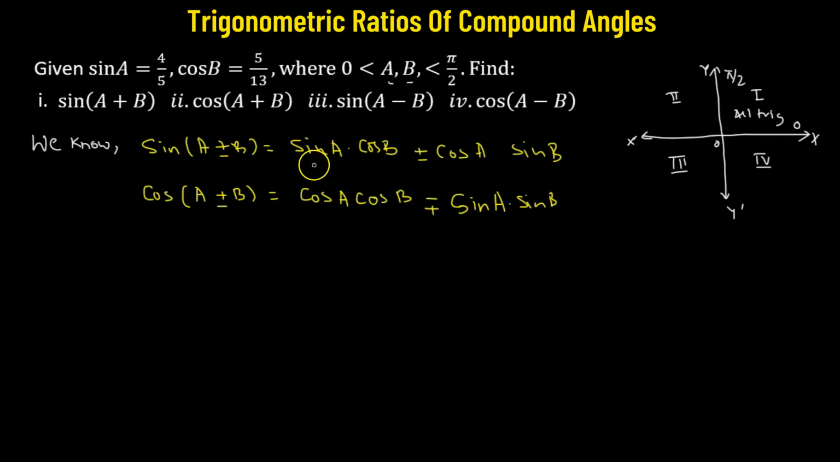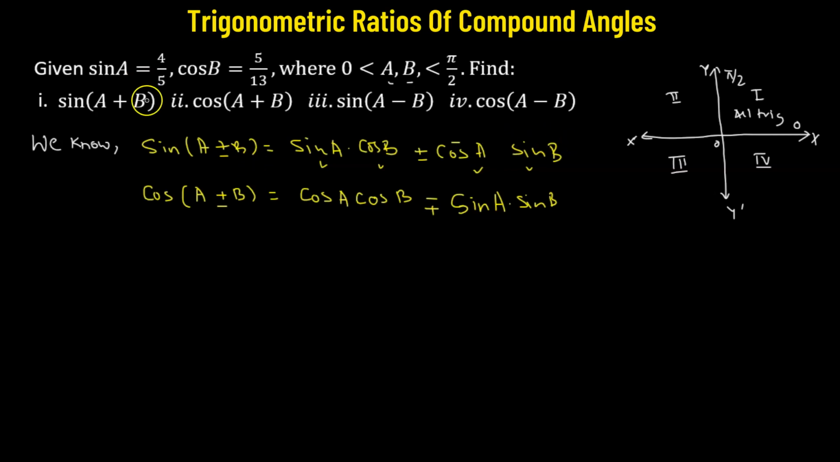In order to find out the value of sine A plus B, we need what? Sine A cos B, cos A sine B. So here we are already provided with the value of sine A and cosine B, meaning we need to find out the value of the remaining two, which is cosine A and sine B.